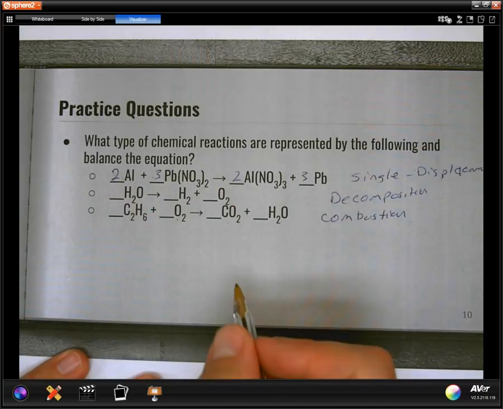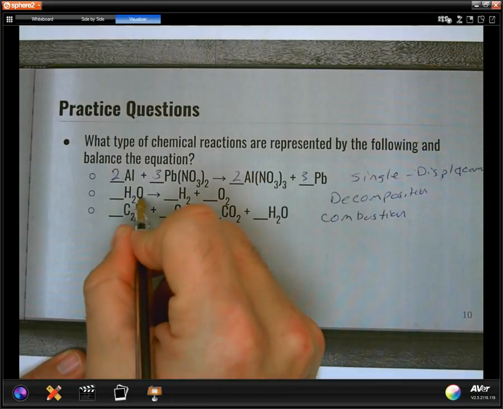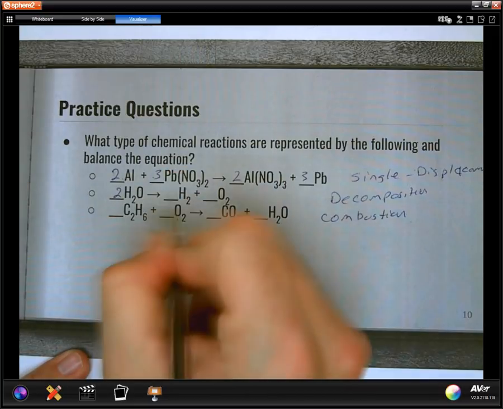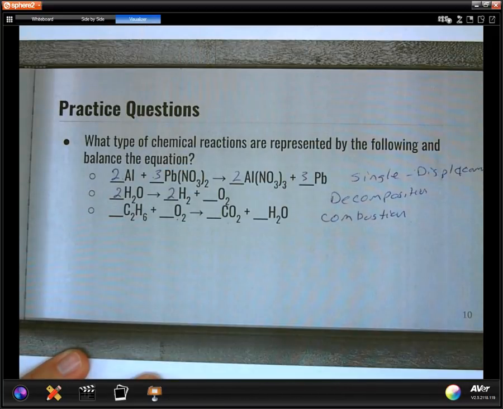Here, start with your oxygen, 1 oxygen, 2 oxygen. So I need to double this bad boy. 4 oxygen or 4 hydrogens. So I need to double that to get to my 4 hydrogens.